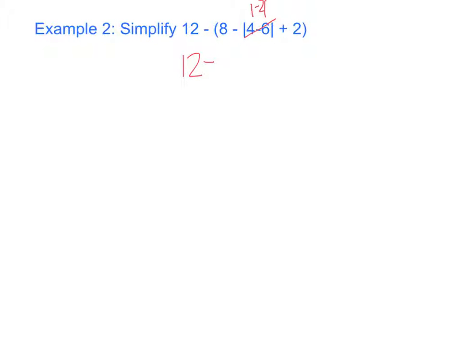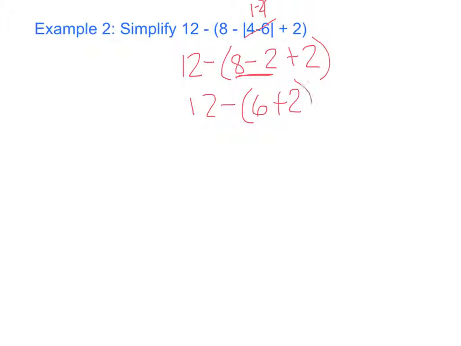12 minus the quantity 8 minus 2, plus 2, because the absolute value of -2 is 2. Now, we have to start with what's inside. The first thing we're going to do is 8 minus 2, so 12 minus 6 plus 2. Same thing, we're going to do 6 plus 2, so 12 minus 4. Then all we're left with is 12 minus 4, which is 8. Let's take a look at example 3.